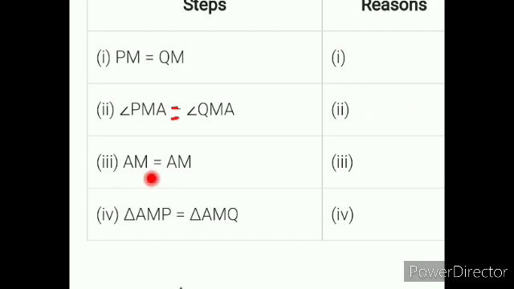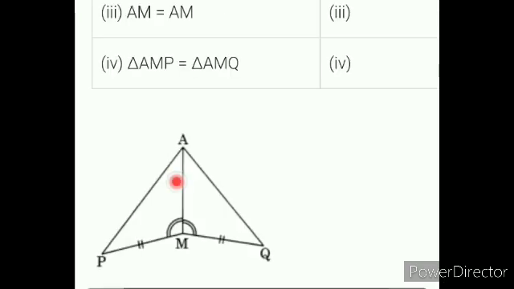Next, AM equal to AM. This is a side. AM is a side of triangle AMP as well as triangle AMQ. So the reason we should write is "common side". AM is common for both the triangles.